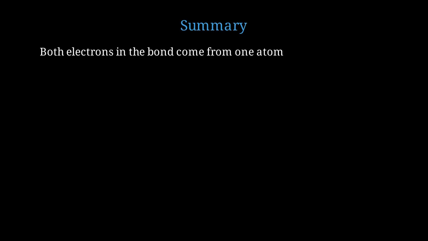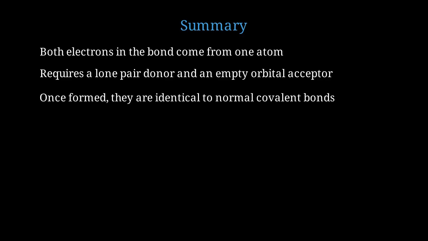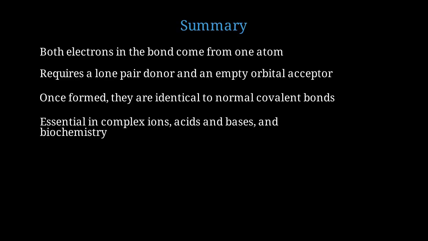Let's recap the key points about coordination covalent bonds. In a coordination bond, both shared electrons originate from a single donor atom rather than one from each atom. Formation requires an atom with a lone pair to donate and an atom with an empty orbital to accept the electrons. After formation, coordinate bonds are completely indistinguishable from normal covalent bonds in strength and behavior. These bonds play crucial roles in coordination chemistry, acid-base reactions, and biological molecules like hemoglobin.